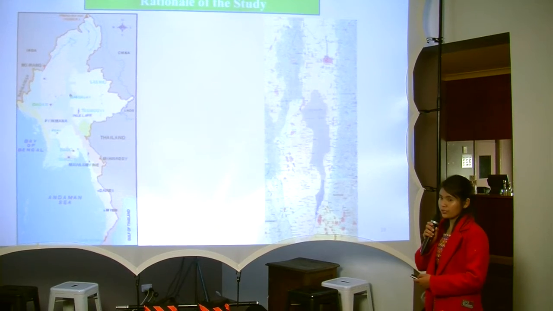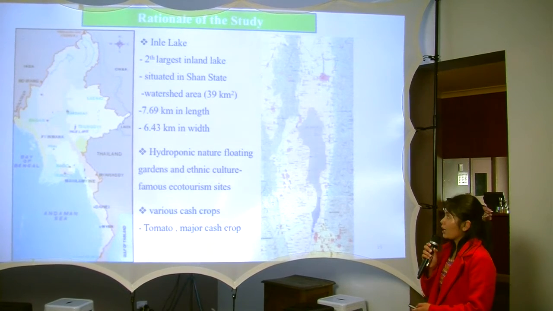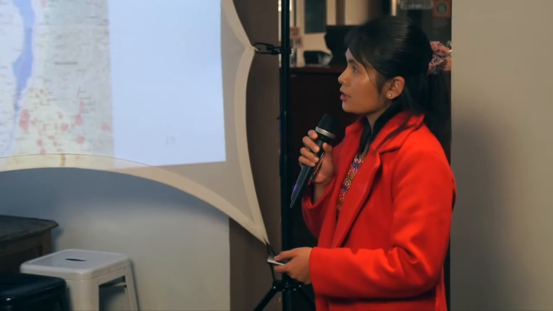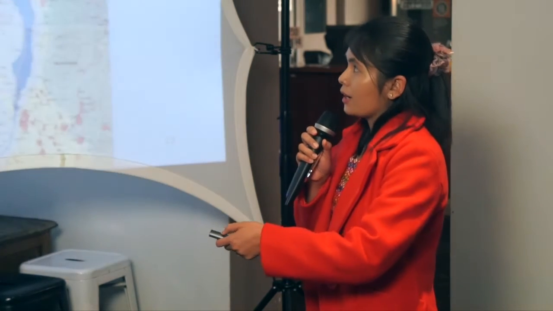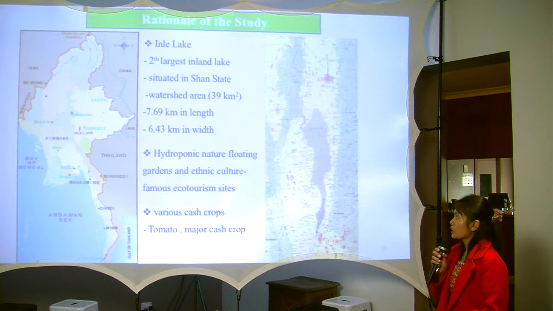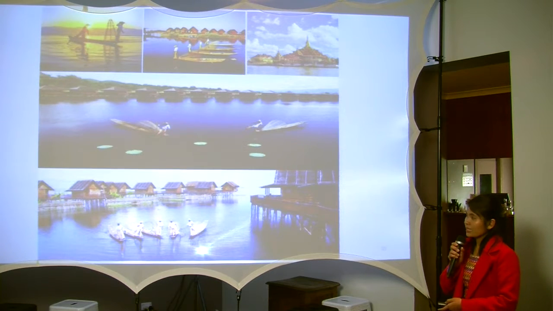Why do I do this research? Inle Lake is the second largest inland lake in Myanmar. It is situated in the southern states of Myanmar. And the watershed area of Inle Lake is about 39 square kilometers, 7.69 kilometers in length and 6.43 kilometers in width. This is Inle Lake.